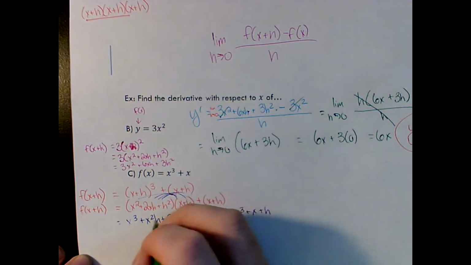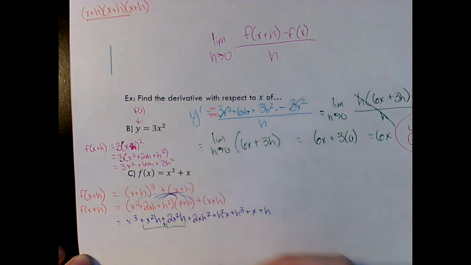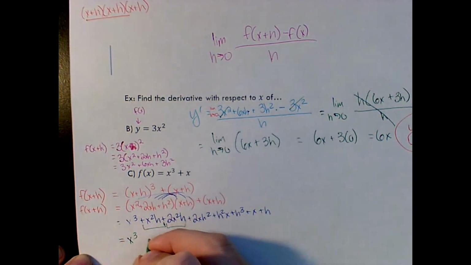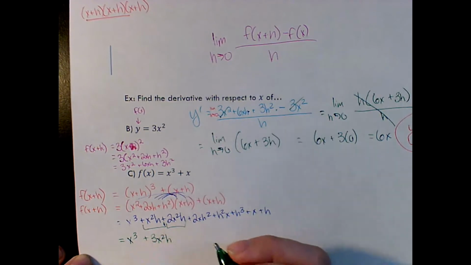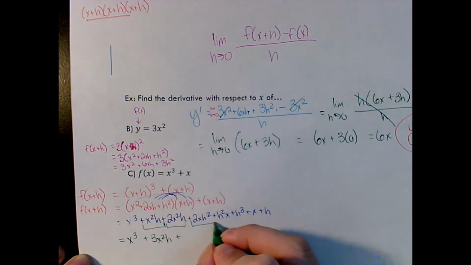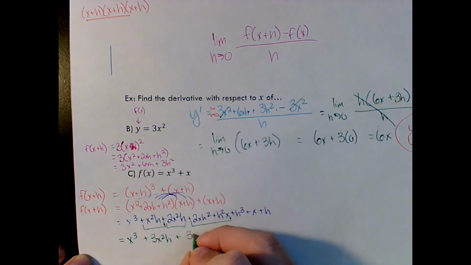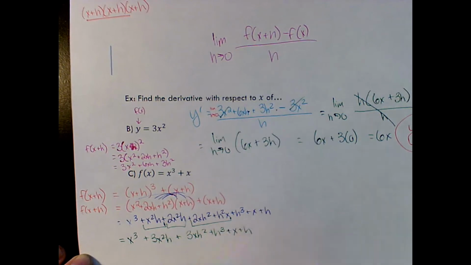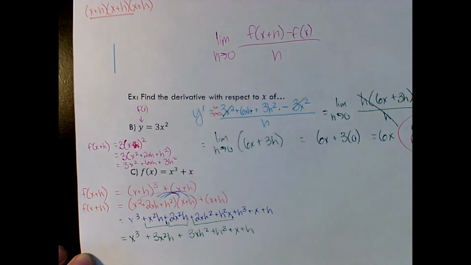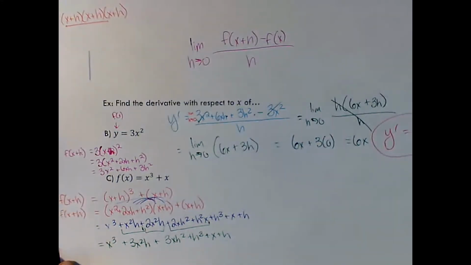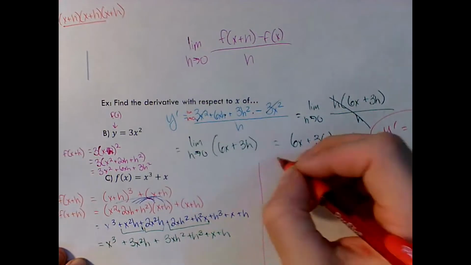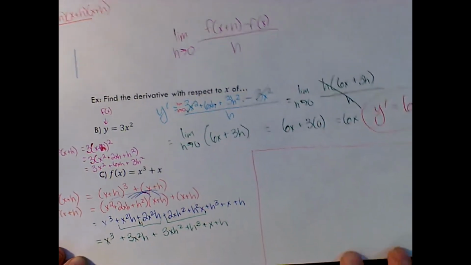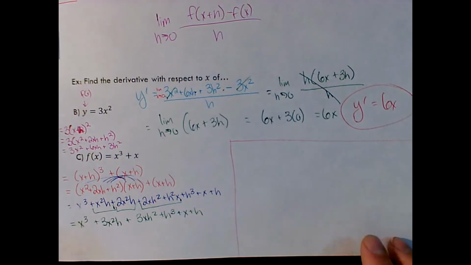These guys combine: x cubed plus 3x squared h. These guys combine: 3xh squared plus h cubed plus x plus h. And looking at that, I don't see anything else simplifying. So, hopefully we have enough space. If not, we can force it. Space force it.